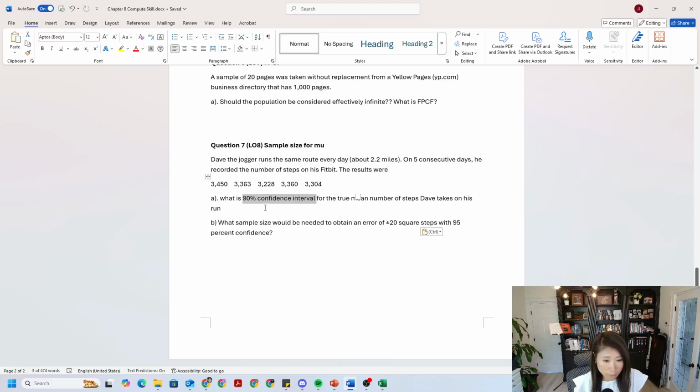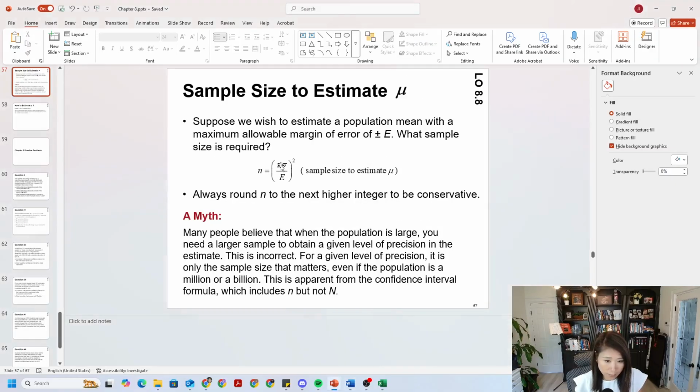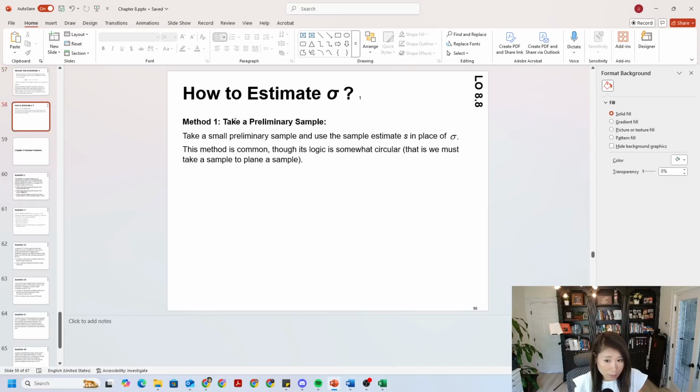We are looking for a 90% confidence interval. If part A doesn't specify, then by default we are using 95%, based on our PowerPoint. Once you know the Z, we use Excel to calculate the Z stat. For sigma, which is the population standard deviation, since we don't know it, in the lecture we talked about how we can base it on the preliminary sample to estimate S, and we can use S to replace sigma.